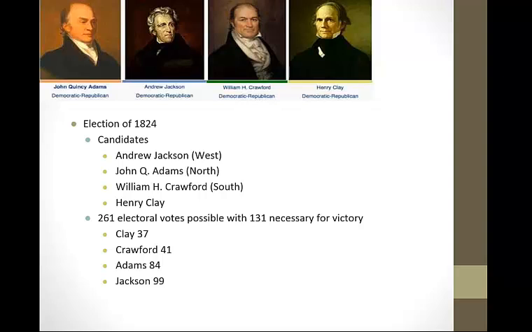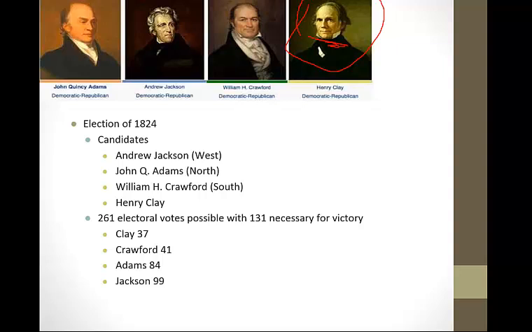Since there's not a clear winner, it goes to the House of Representatives. And who is the Speaker of the House? Why, it's this guy, a presidential candidate right here, Henry Clay, right? And so this guy, who was running for office, is going to have the ability, due to his leadership of the House, to lobby the House in order for the House to select the next president of the United States.